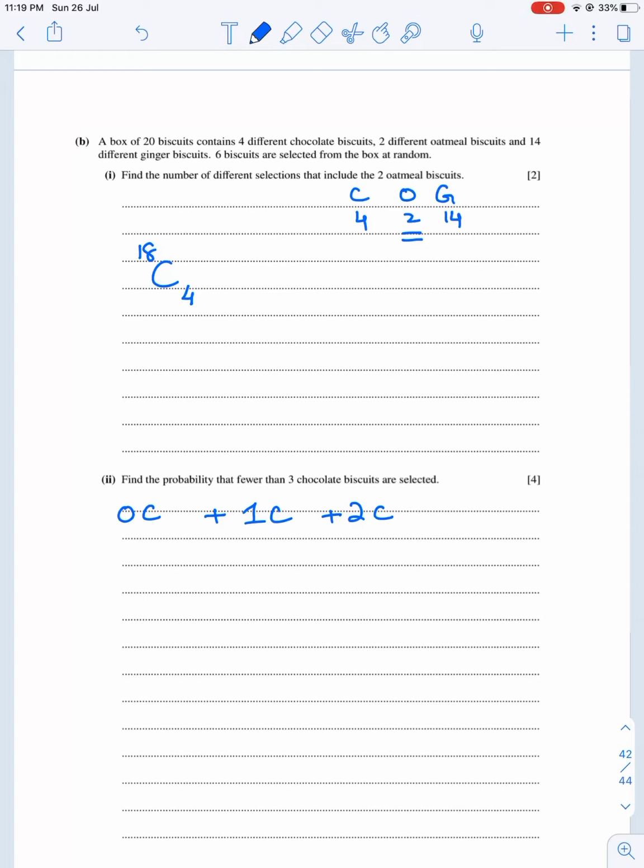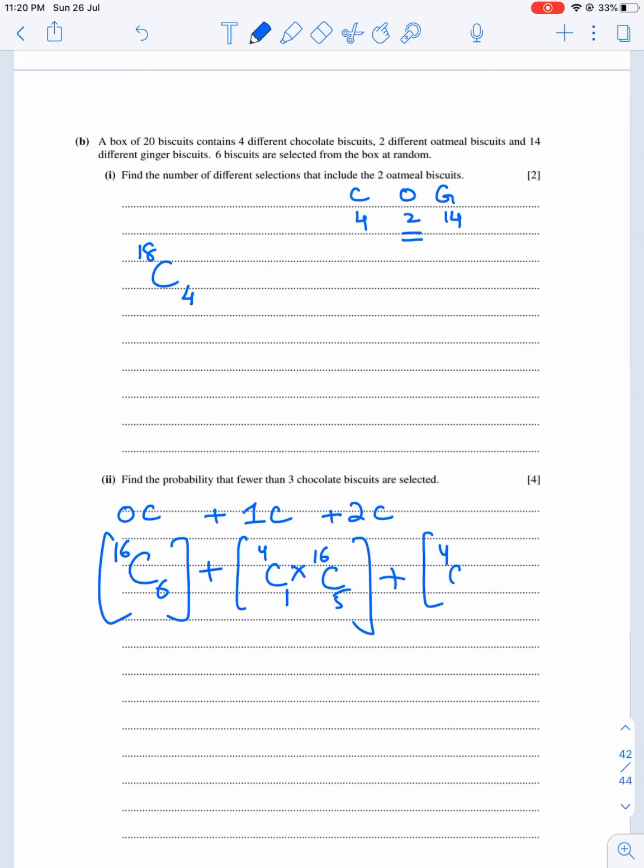Okay, if you take 0 chocolate biscuits, that means now you've got 16 biscuits. Have a look here. If you don't want to take any chocolate biscuit, that means you have 16 biscuits, out of which you're supposed to choose 6 biscuits. If you're taking 1 chocolate biscuit, that means now you are supposed to take 4C1, because if you read the question, it says a box of 20 biscuits contains 4 different chocolate biscuits. So all chocolate biscuits are also different. So out of those 4 chocolate biscuits, you have to take 1 chocolate biscuit, and out of the 16 rest of the biscuits, you are supposed to take 5.